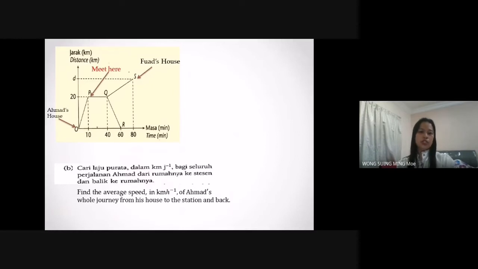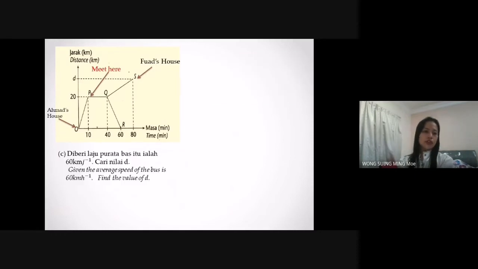So you know the average speed equal to total distance over total time. So total distance is 20 plus 20 divided by total time, 60 minutes divided by 60, because the unit is kilometer per hour. So when you answer the question, the total time part, you need to convert the minutes to hour. The answer is 40 kilometers per hour.